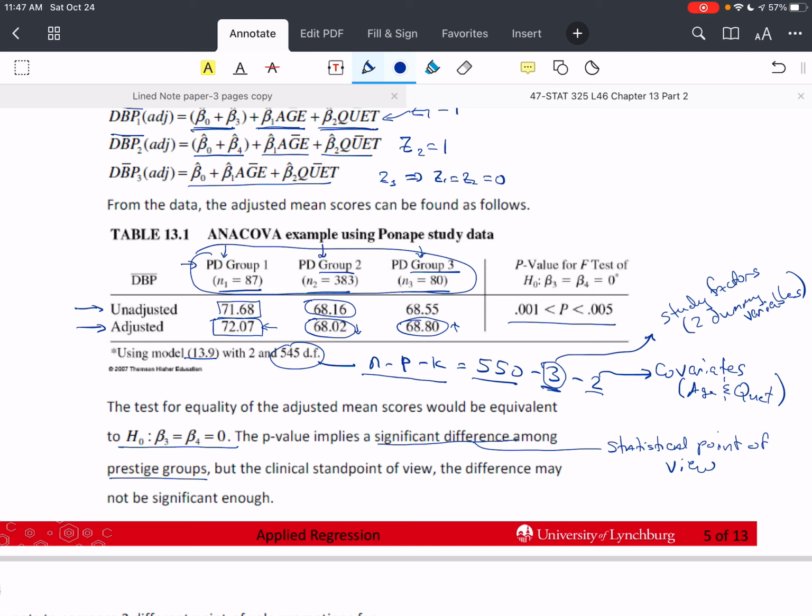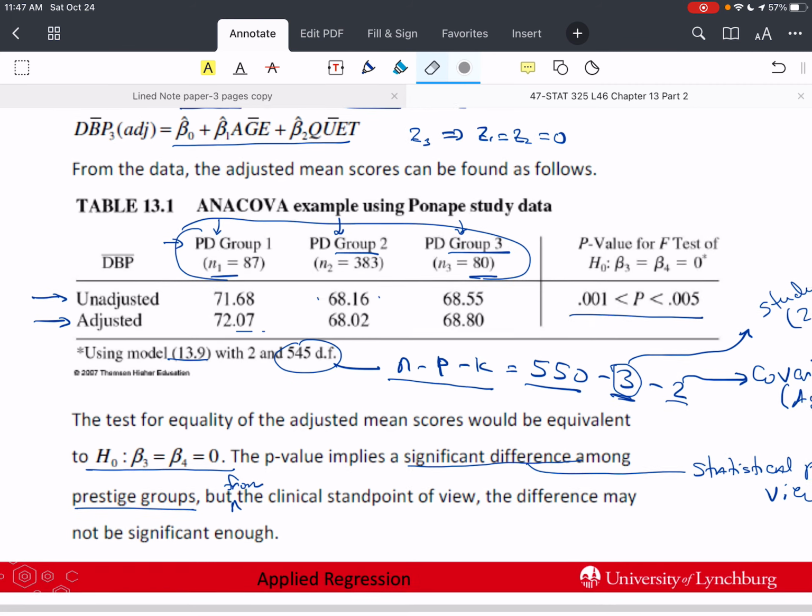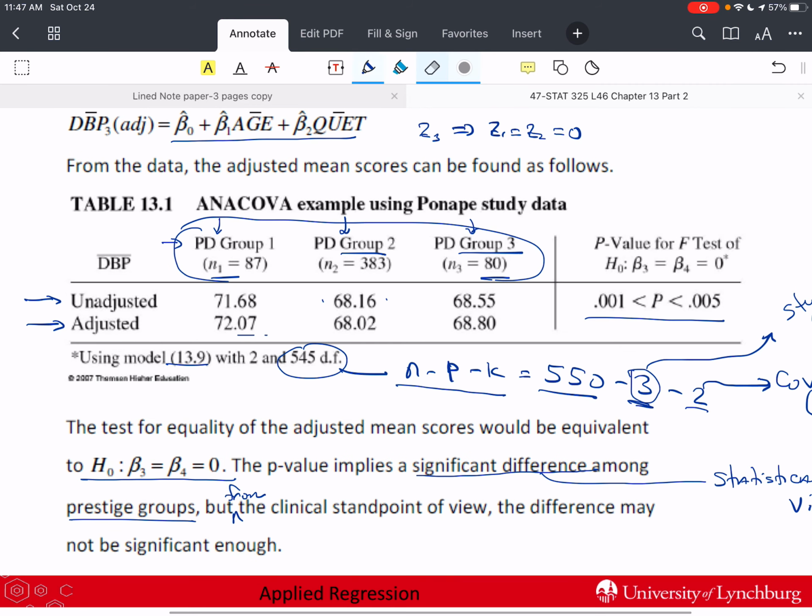But from the clinical standpoint of view, the difference may not be significant enough. What are we talking about? So let's look at the differences between this. We're talking about diastolic blood pressure, and the unadjusted is 71.68. So you would round up to 72. And then if you're measuring this, you'd round down to 72. And this one you'd round to 68, and this one we'd round to 68 because we report to 1 point.